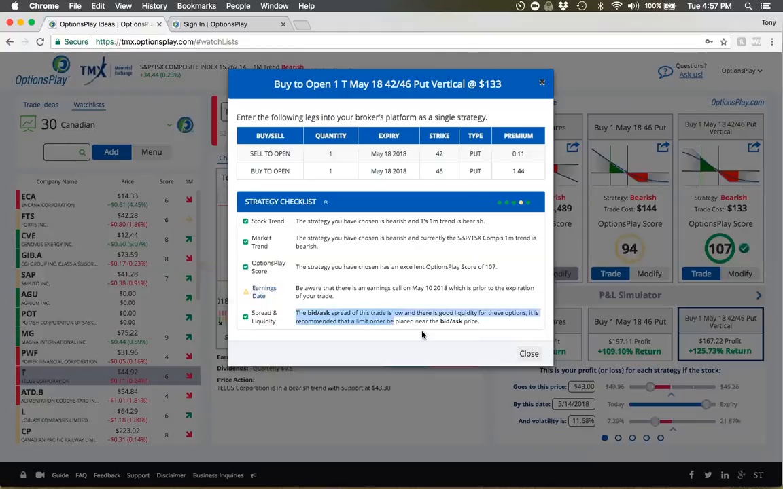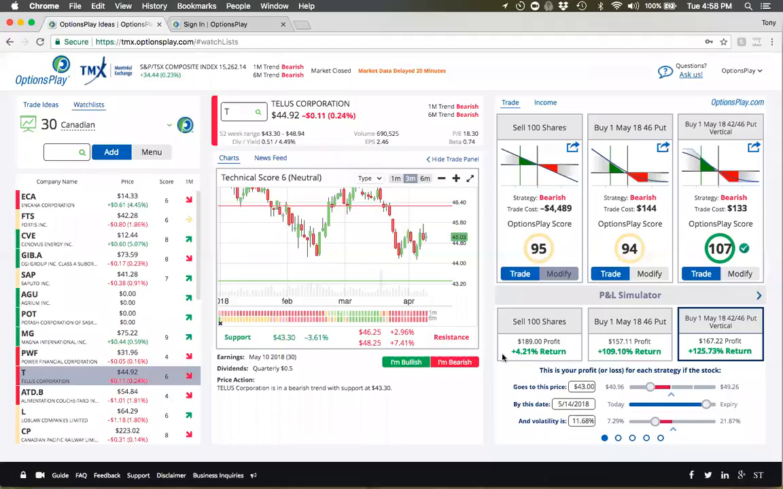And lastly, we look at the liquidity, the spread between the bid and the ask price. Whether that's large or small tells you how liquid an option is. So we check for all of these things to make sure you understand your risks before you place a trade. And if you accept all of those risks, then you can enter these trades into your brokerage platform as we state here above. So that's just a quick snapshot of how to use our platform.